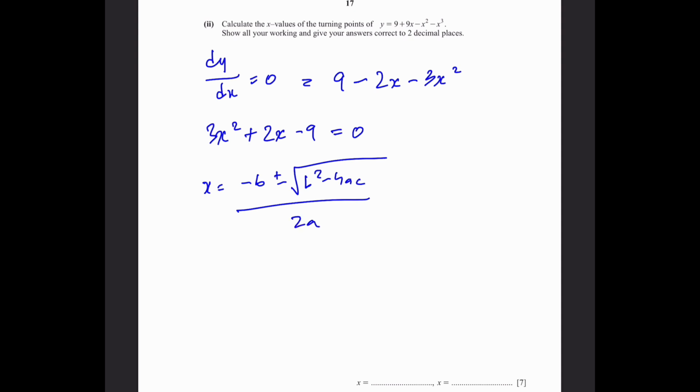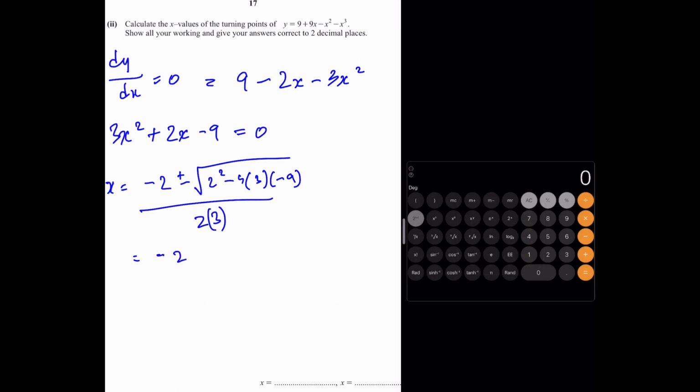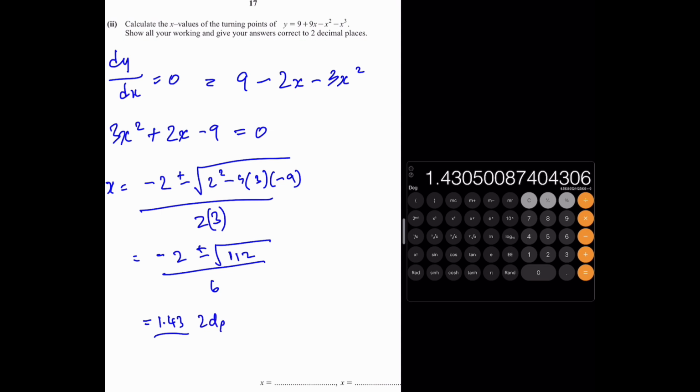And in this case, we can replace everything. So minus b will be minus 2 plus or minus root of 2 squared minus 4 times 3 times minus 9, divided by 2 times 3. And that's going to be equal to, get our calculator out. So first it's minus 2 plus or minus root of 112 divided by 6. And now we can find the square root of 112. For the positive answer, subtract 2 divided by 6 to get 1.43, two decimal places.